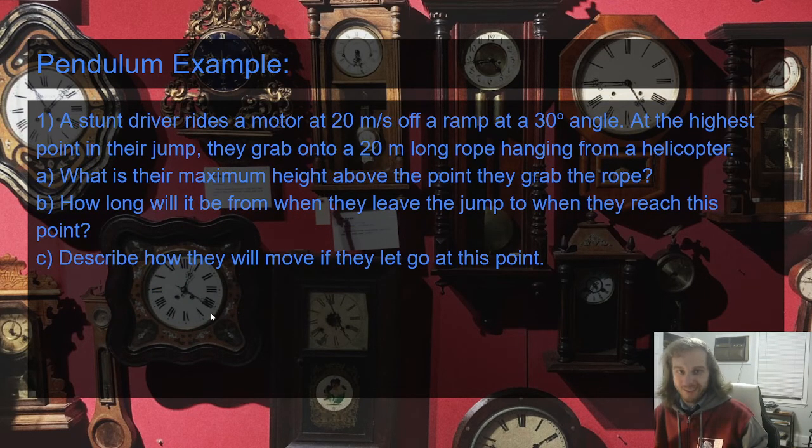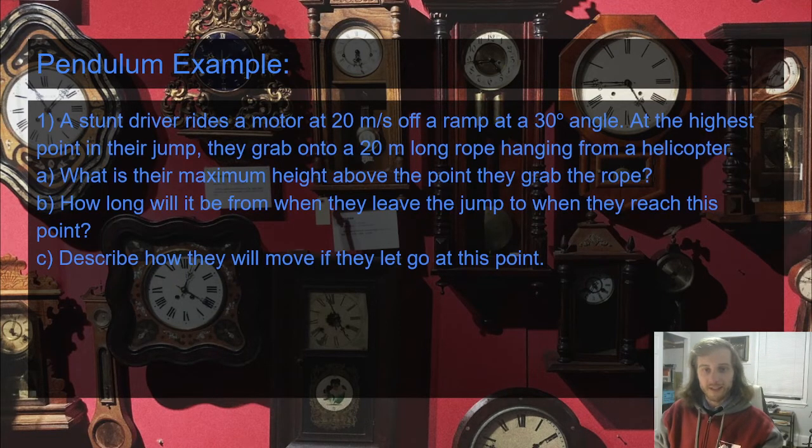On to our example. A stunt driver rides a motorcycle at 20 meters per second off a ramp at a 30-degree angle. At the highest point in their jump, they grab onto a 20-meter long rope hanging from a helicopter. What is their maximum height above the point they grab the rope? How long will it be from when they leave the jump to when they reach this point? And then we need to describe how they'll move if they let go at their maximum height above where they grab the rope.